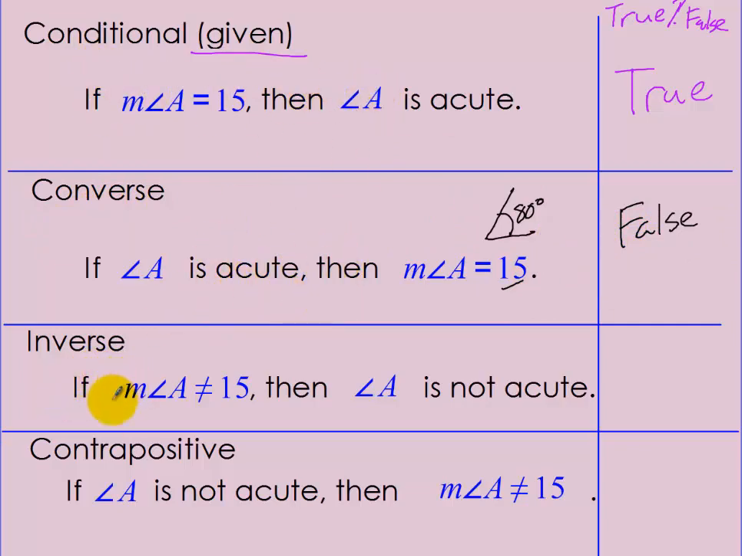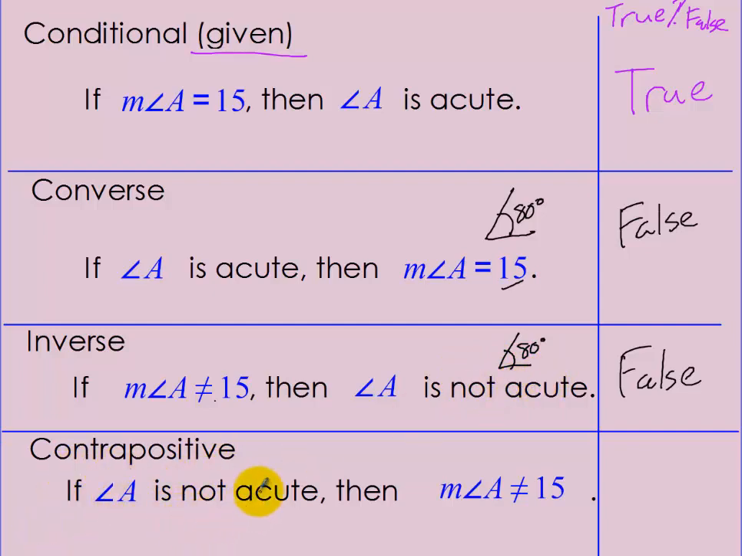Let's talk about the inverse. If the measure of angle A is not 15, then angle A is not acute. Well, again, this is false, because what if you had an angle of 80 degrees? This is an acute angle, but it is definitely not 15 degrees. So this is false. This doesn't work.